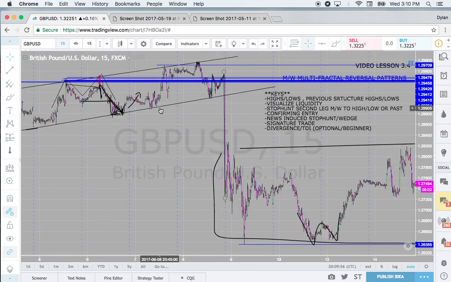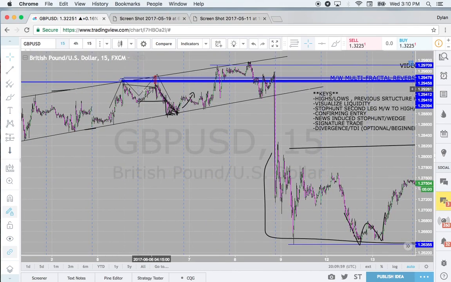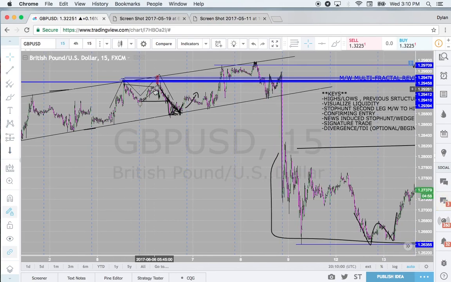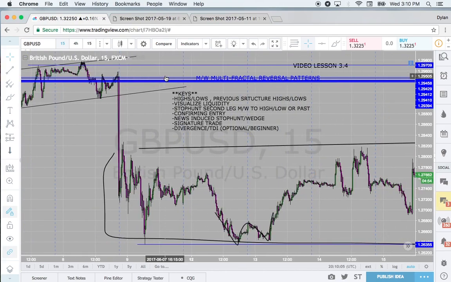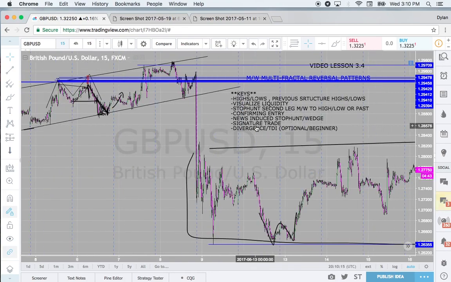So, our signature trade, we went over that, the wedge formation, creating the stop hunt, divergence on the TDI or RSI. Now this is optional. This is for beginners. You can use this if you are a beginner. This does help sometimes. Sometimes it doesn't.